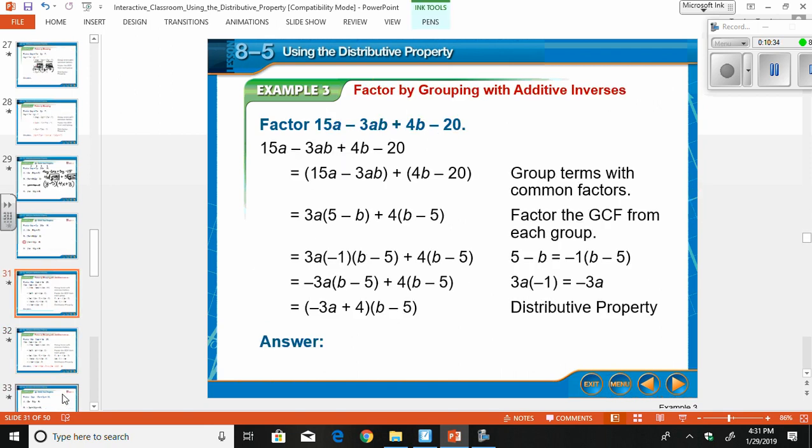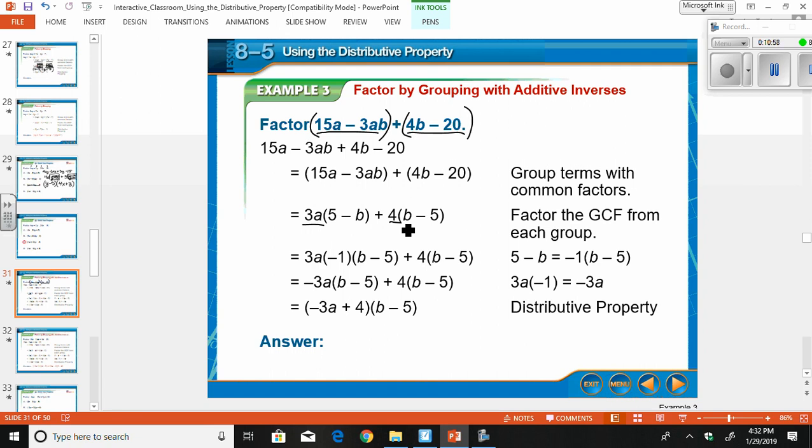Factoring here again, grouping. I see a 15 and a 3, those go together. I see a 4 and a 20, those go together. Put your parentheses around them, start taking out what they have in common. So they have a 3a, that leaves you with 5 minus b. The second one has a 4 in common, leaves you with b minus 5, but you notice those aren't the same. But we can flip them around.